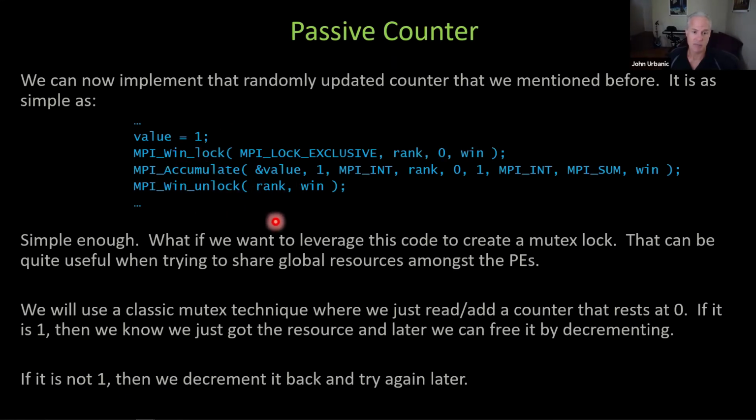It's totally passive. PE0 doesn't have to waste its time polling. So PE0 can be going off and doing totally different things. And meanwhile, its bad value variable in memory keeps getting updated by these other PEs.